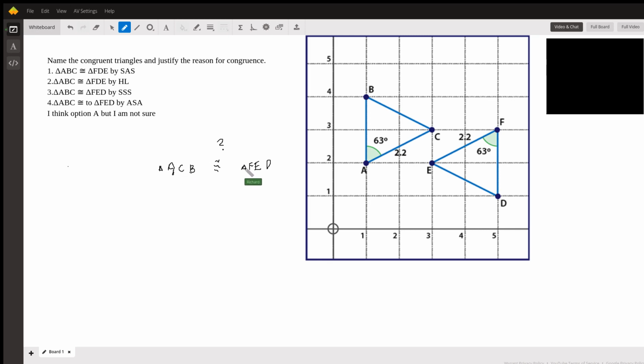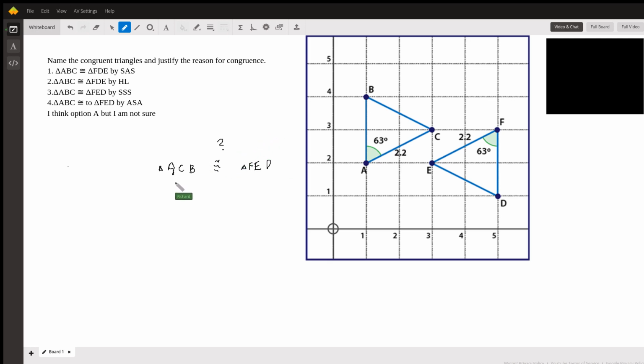Is angle A congruent with angle F? Is angle C congruent with angle E? Is angle B congruent with angle D? Is side AC congruent with side FE? Is side CB congruent with side ED? Is side AB congruent with side FD? And that's the way to read a congruent statement.